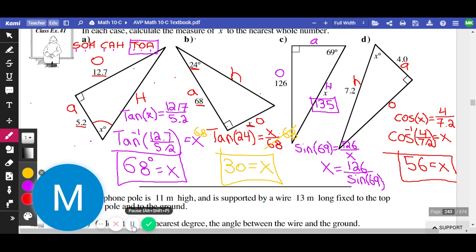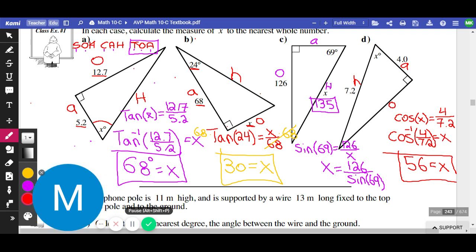Okay, I'm just going to talk us through it. So for C, I tried to do it in purple. There's not a lot of space to do this on the board. I'm looking for a side length, x. So I labeled my triangle based off of the angle I know, which was 69 degrees. Across from 69 degrees, I called O. Across from the 90, I called H. The third side is A.